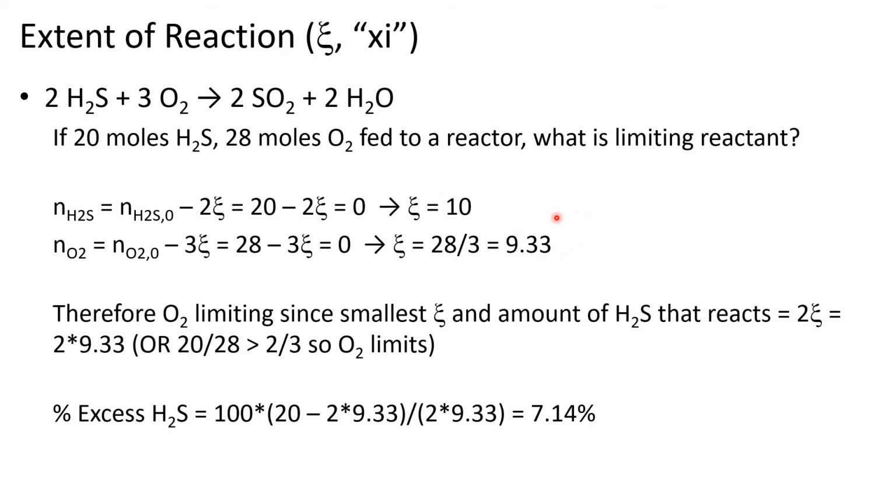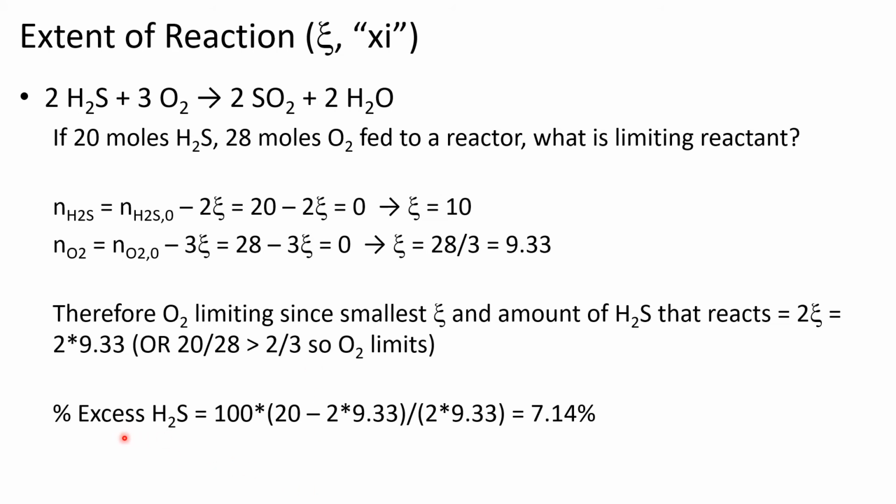Since the reaction extent for complete consumption of oxygen is less than the reaction extent for complete consumption of hydrogen sulfide, we say that oxygen is limiting. And the stoichiometric amount of H2S that would be required to react is just given by 2 times the value of xi for complete consumption of oxygen, which is 9.33. And we just talked about how we looked at this using the ratio of the stoichiometric coefficients.